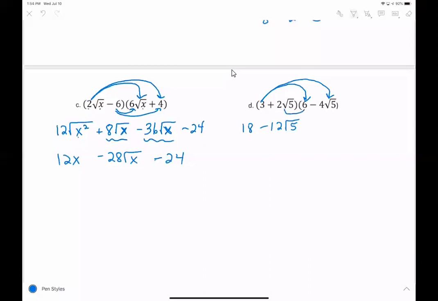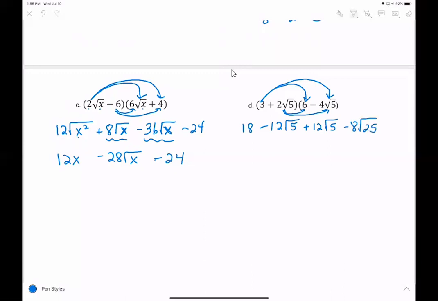Here we're going to go inner times inner. The 2 and the 6 we multiply together to get a plus 12. And then we bring down the square root of 5. And then last times last, 2 times negative 4 is a negative 8. And then we can multiply 5 and 5 together to get 25.